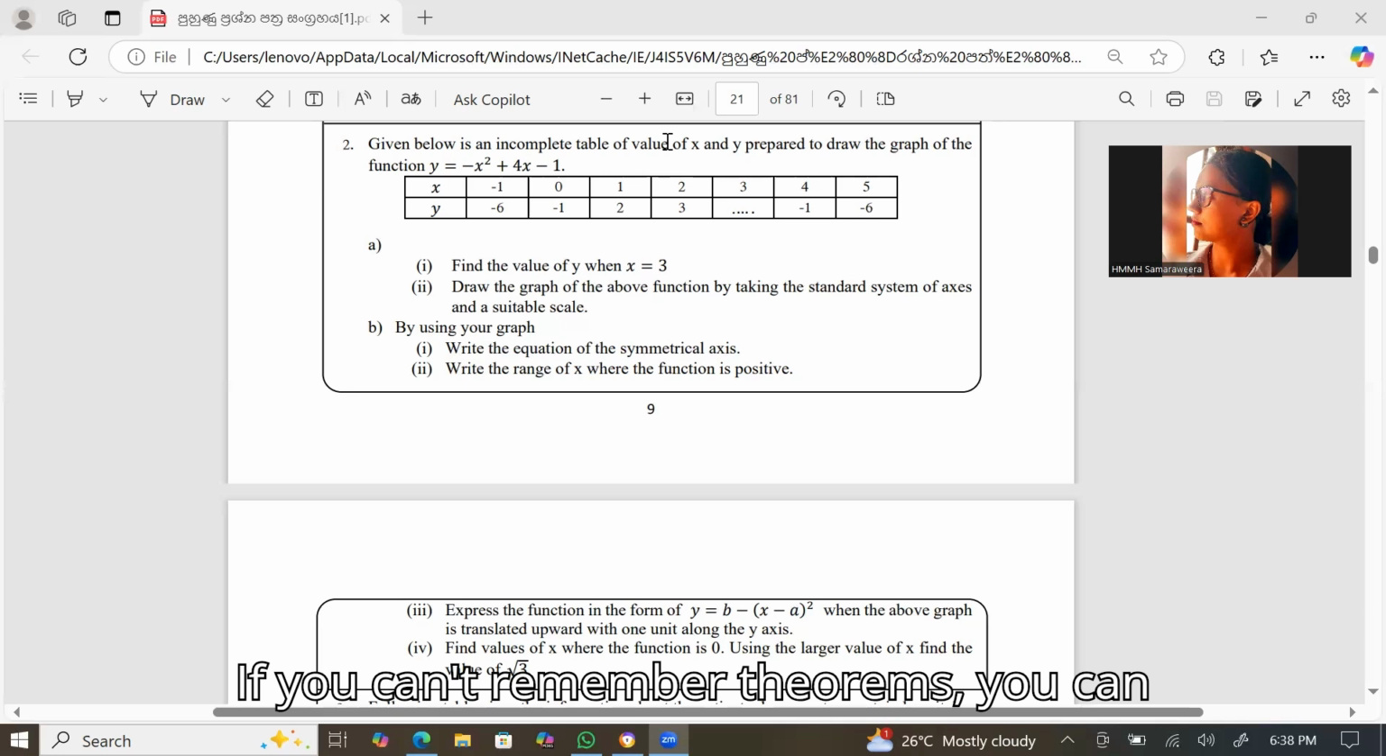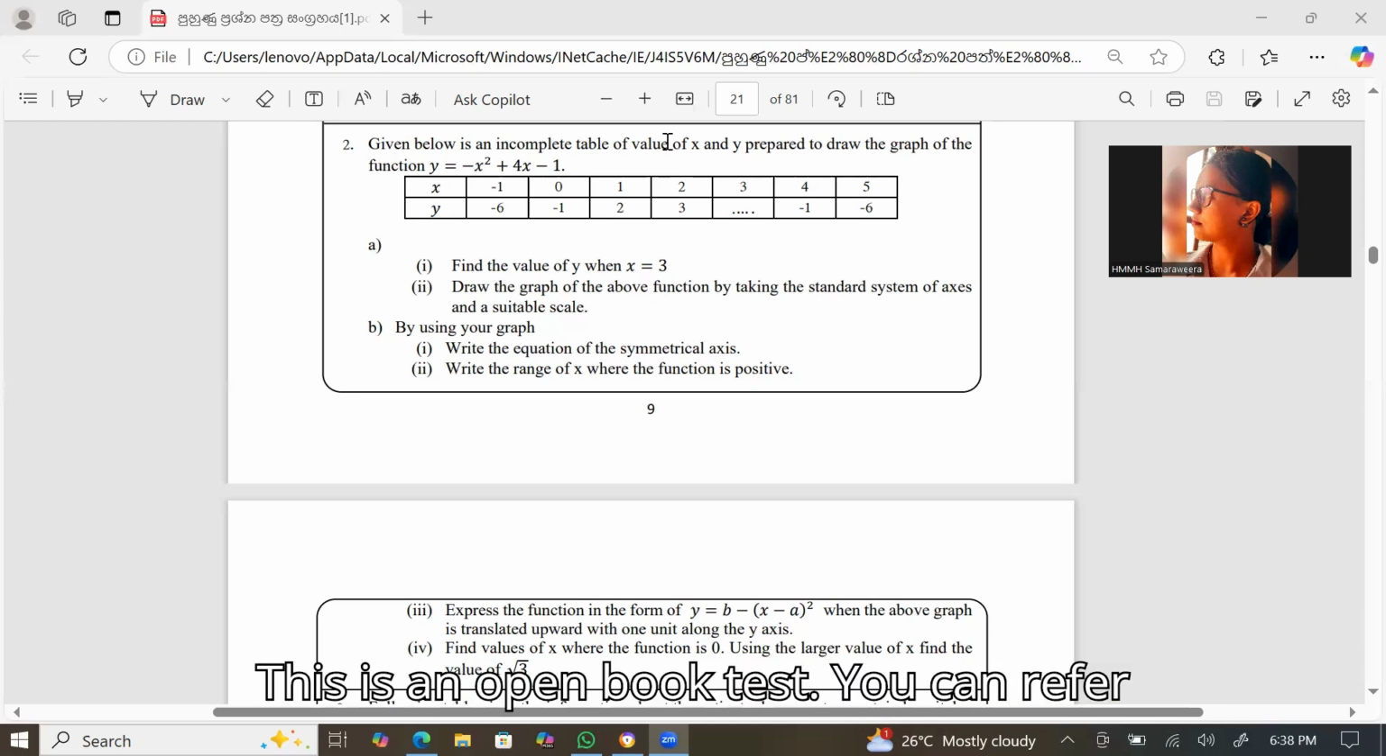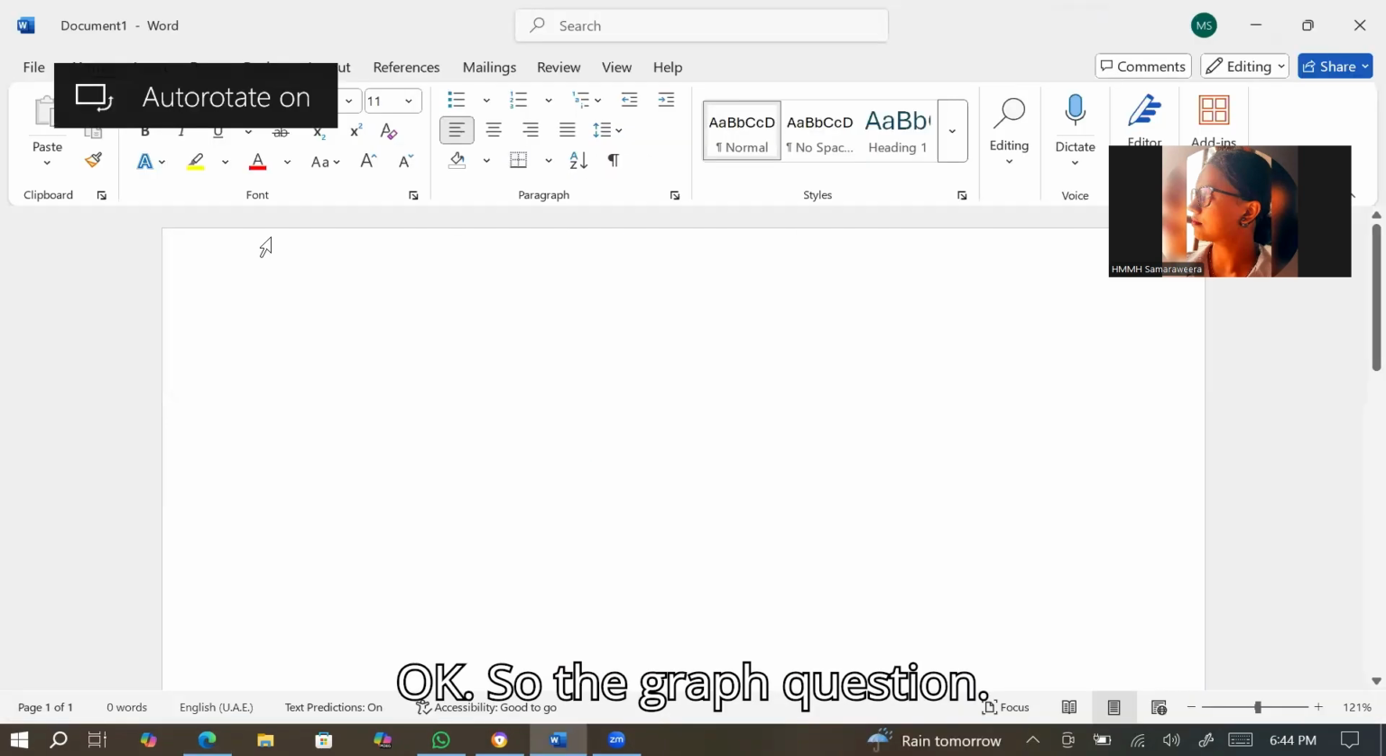If you can't remember theorems, you can refer to your textbook or notebook, right? That's totally fine. This is an open book test. You can refer to the books if you can't remember the theorems. We will discuss, okay? Okay, so graph question.